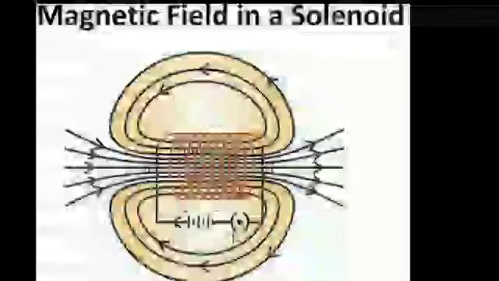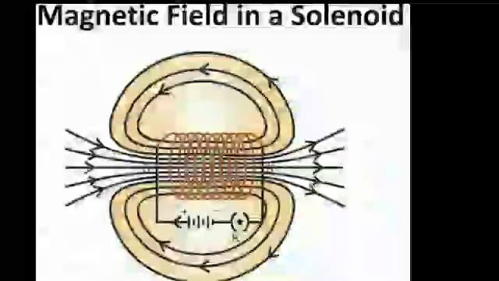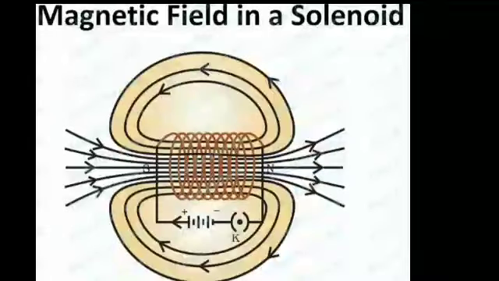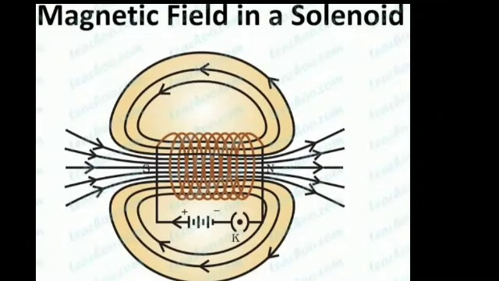In simple words, when a copper wire with a resistive coating is wound in a chain of loops, it is called a solenoid. Whenever an electric current passes through a solenoid, magnetic lines of force are produced.